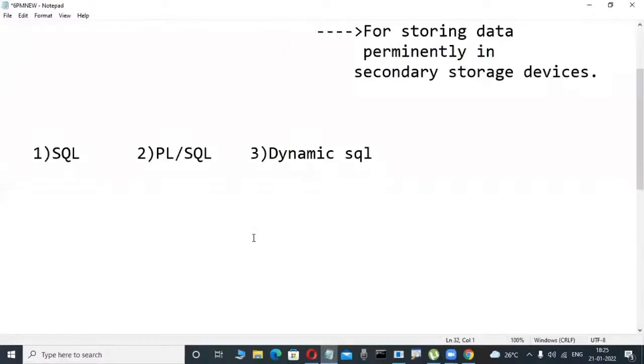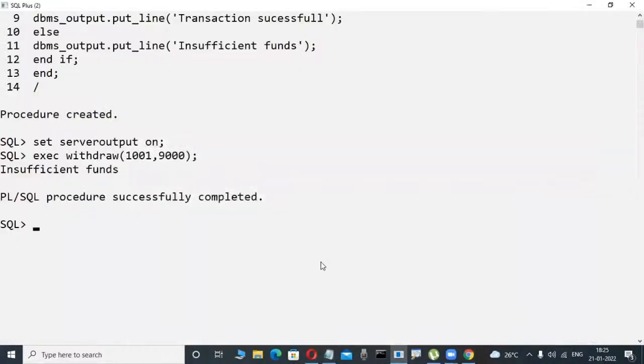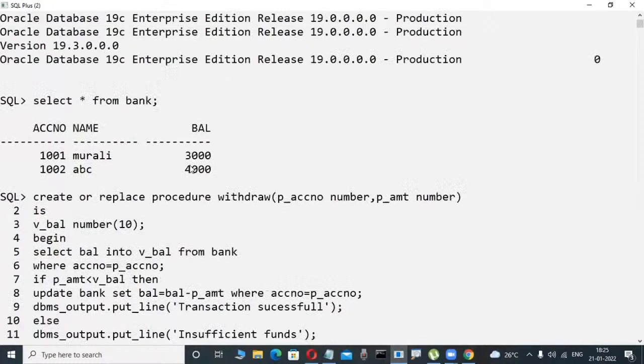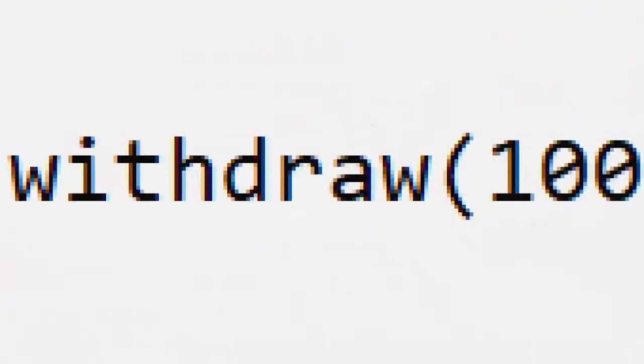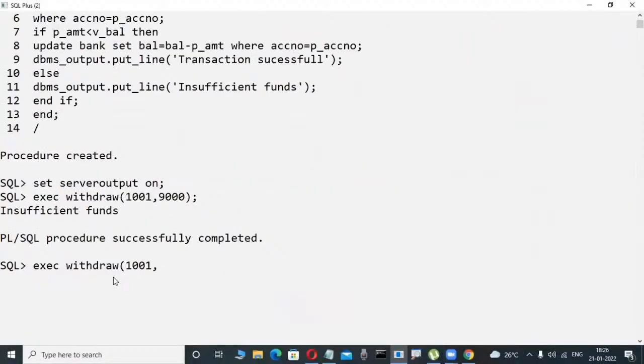Now check another case, like OTP validation, same thing. For example, in this case my balance is 3,000. Now I try to withdraw 2,000 rupees, for example. Observe here, 1001 is my account number. I try to execute withdraw again. Now I try to withdraw 2,000 rupees. Possible? Possible.